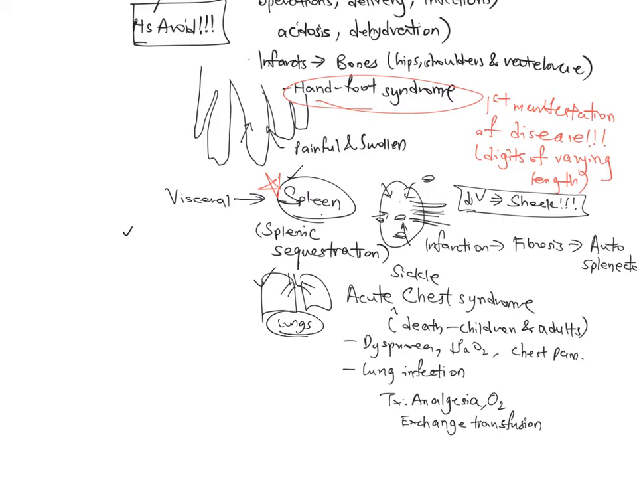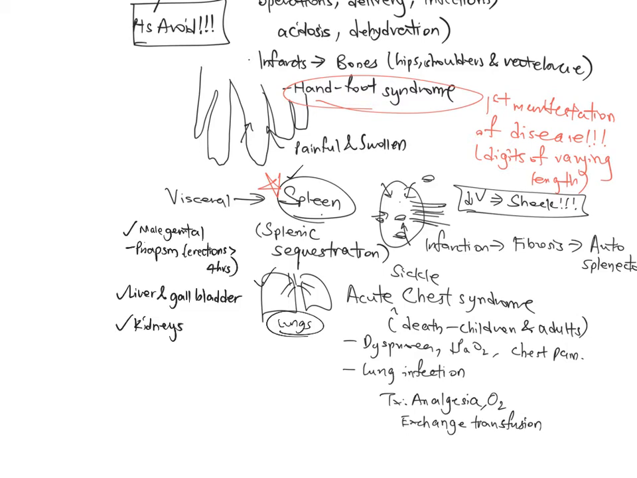Also, other organs could involve the male genitals, and that can result in this thing called priapism. That is due to an occlusion of the vessels in the penis, and that leads to painful erections that last for more than 4 hours, and that is also a medical emergency as well. The liver and also the gallbladder could be affected, as well as the kidneys.